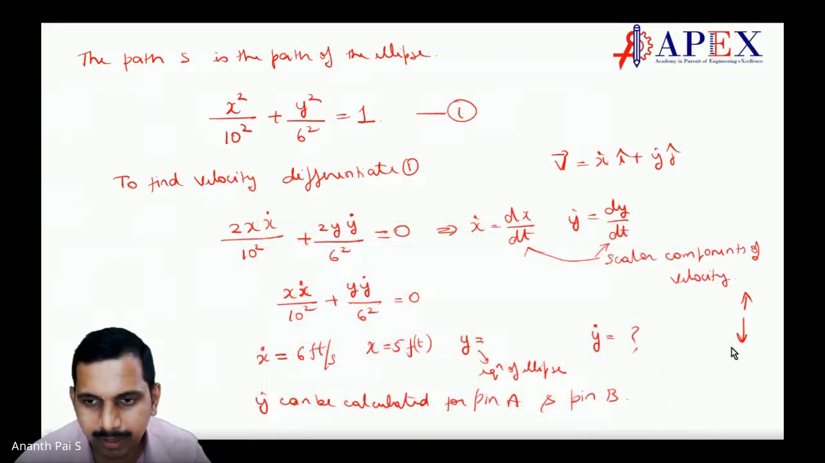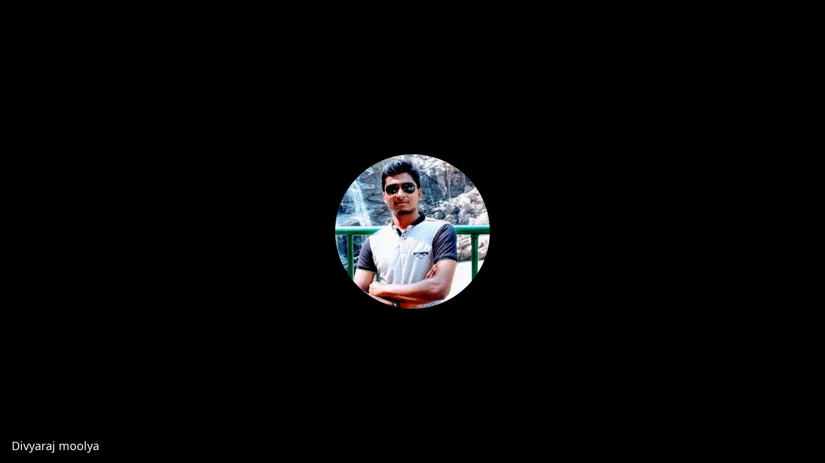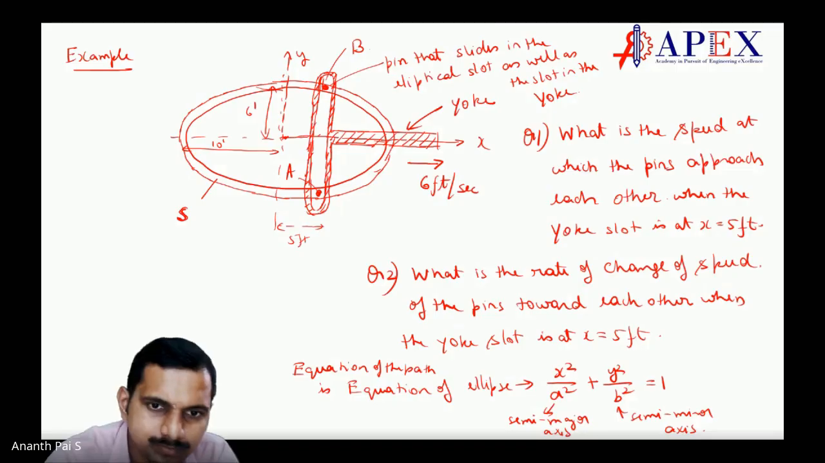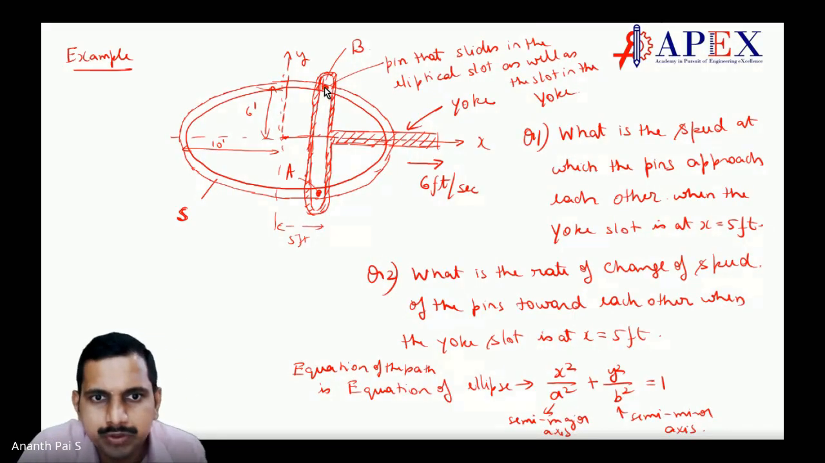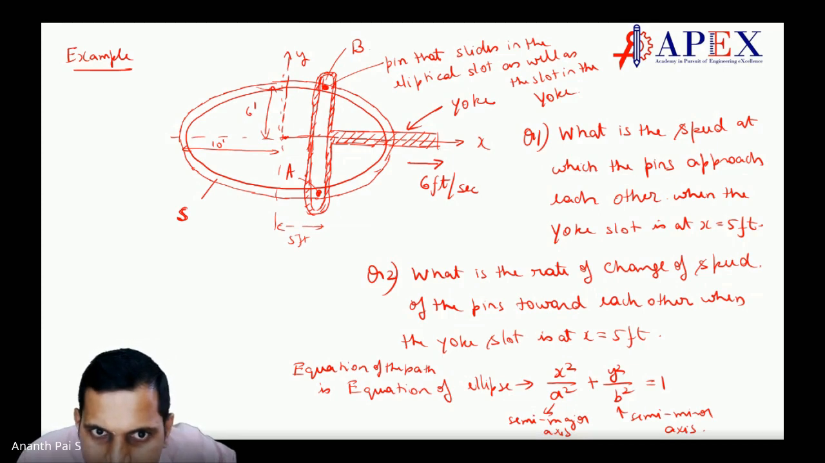Y value. What is the Y value? Sir, I had a doubt. Yes. Sir, could you go to the previous slide? Yes, please. Sir, when the yoke moves in the x direction at 6 feet per second, the pins move along the curve. How is the x velocity 6 feet per second? Because when it moves, it takes it along, is it not? You cannot resist that. So this will have 6 feet per second.